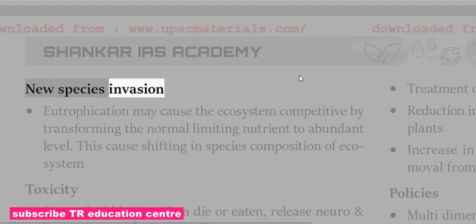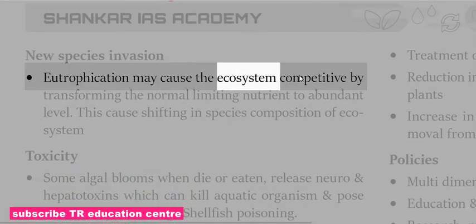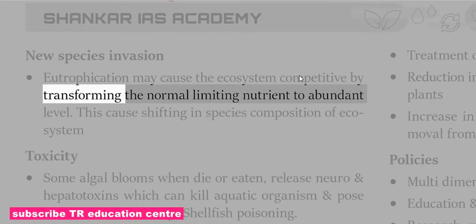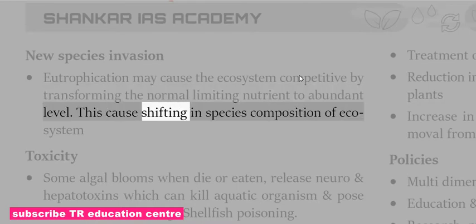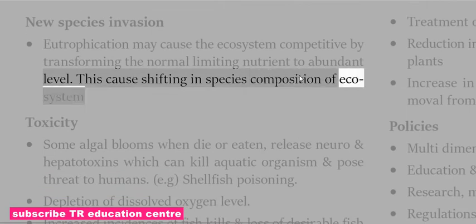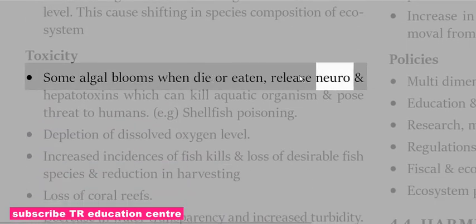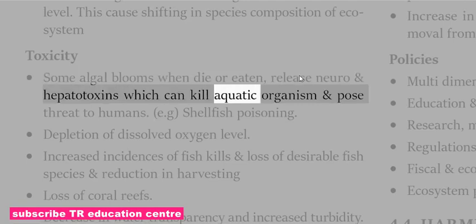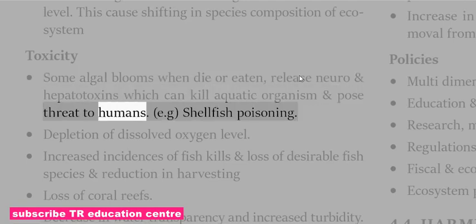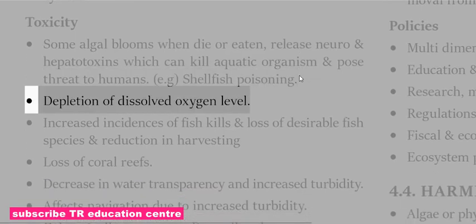New species invasion: eutrophication may make the ecosystem more competitive by transforming the normal limiting nutrient to an abundant level. This causes a shift in the species composition of the ecosystem. Toxicity: some algal blooms, when they die or are eaten, release neurotoxins and hepatotoxins which can kill aquatic organisms and pose a threat to humans, e.g. shellfish poisoning. Depletion of dissolved oxygen level.